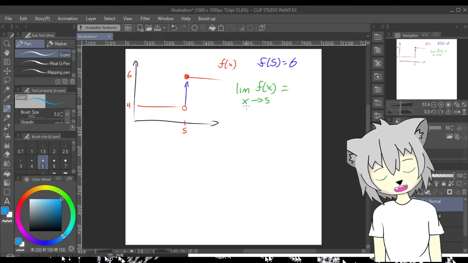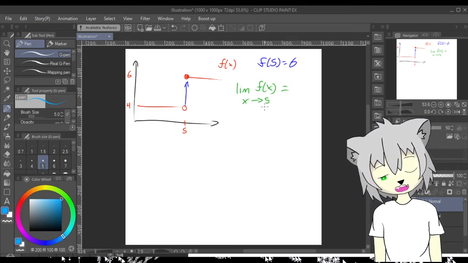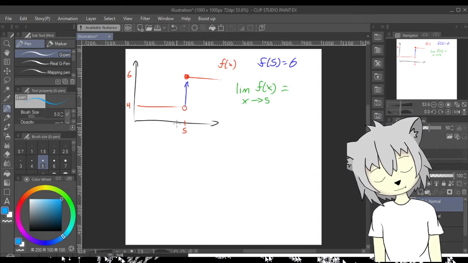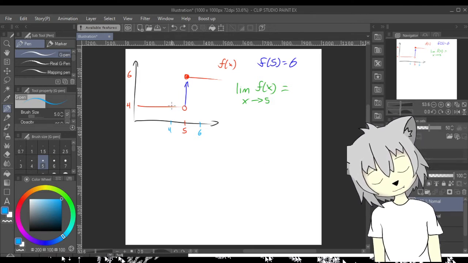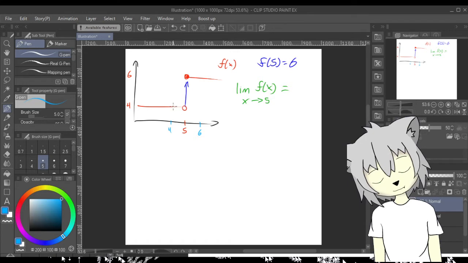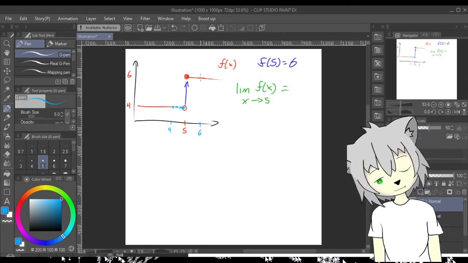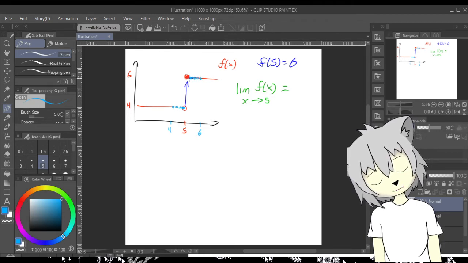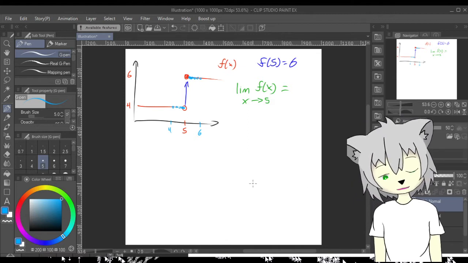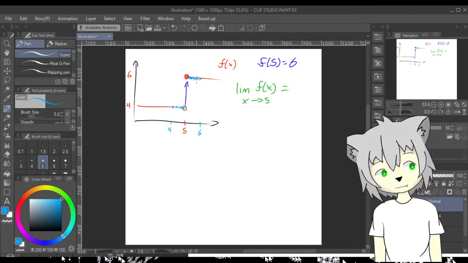So let's figure it out. What does f of x approach as x gets closer to 5? Well, you can do it from 4 and 6 here. It's always 4 here. It's getting closer to 4. It's 4 here, 4 here, 4 here, approaches 4. Okay, but what about here? You have 6 here. And it's 6 here, 6 here, 6 here. Alright, the limit seems to be approaching 6 here.